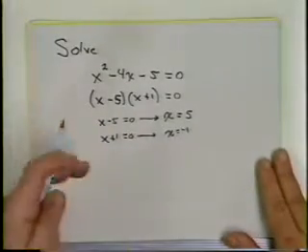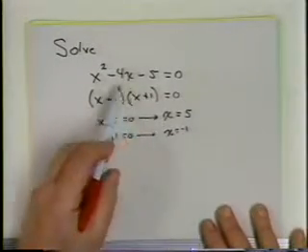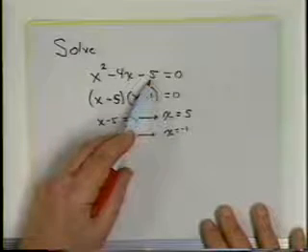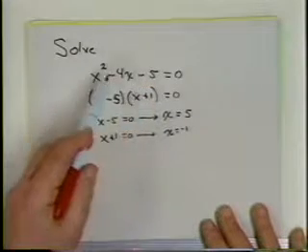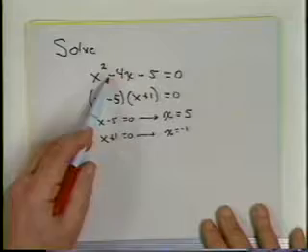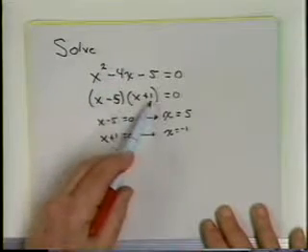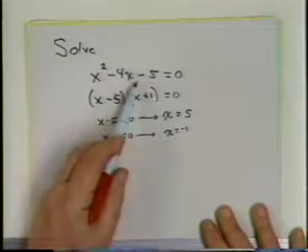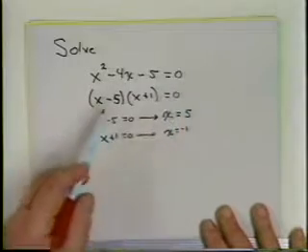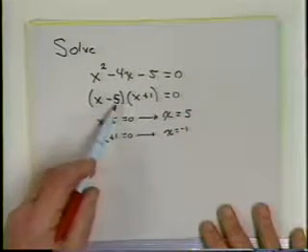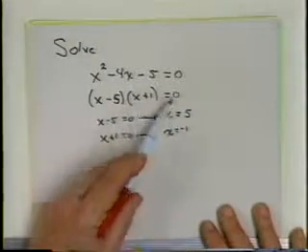We don't need the quadratic formula for it, even though we could use it. What we're looking for is what? Two numbers which when multiplied together give me negative 5, but which when added together give me negative 4. That would be negative 5 and positive 1. So x squared minus 4x minus 5 equals 0 can be written as the product of x minus 5 and x plus 1 equaling 0.